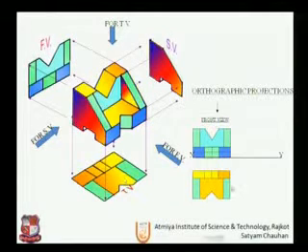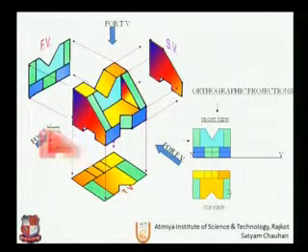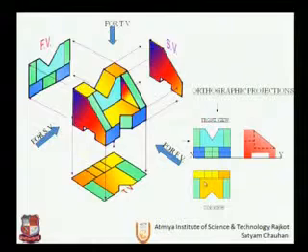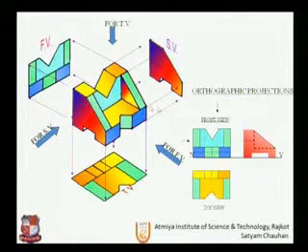Get the top view, and the top view is visible, and the hidden line here will represent that there is a cut section over here and over here. To show this slot, we are drawing a hidden line.